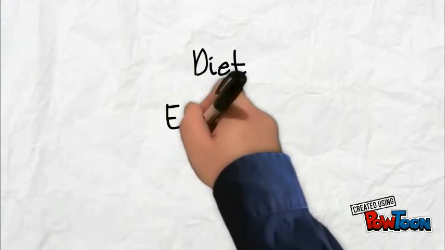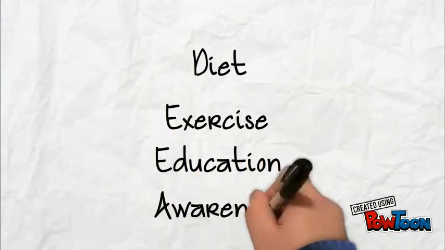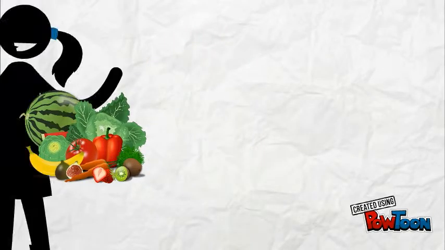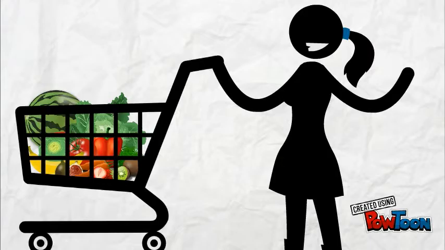Obesity can be addressed through various approaches such as diet, exercise, education, and awareness. The policy that will be presented in this video will focus on diet. We developed a policy that helps individuals to take control of their health by making informed decisions about their food choices. In order to make informed decisions about food choices, you need to read the nutritional labels.